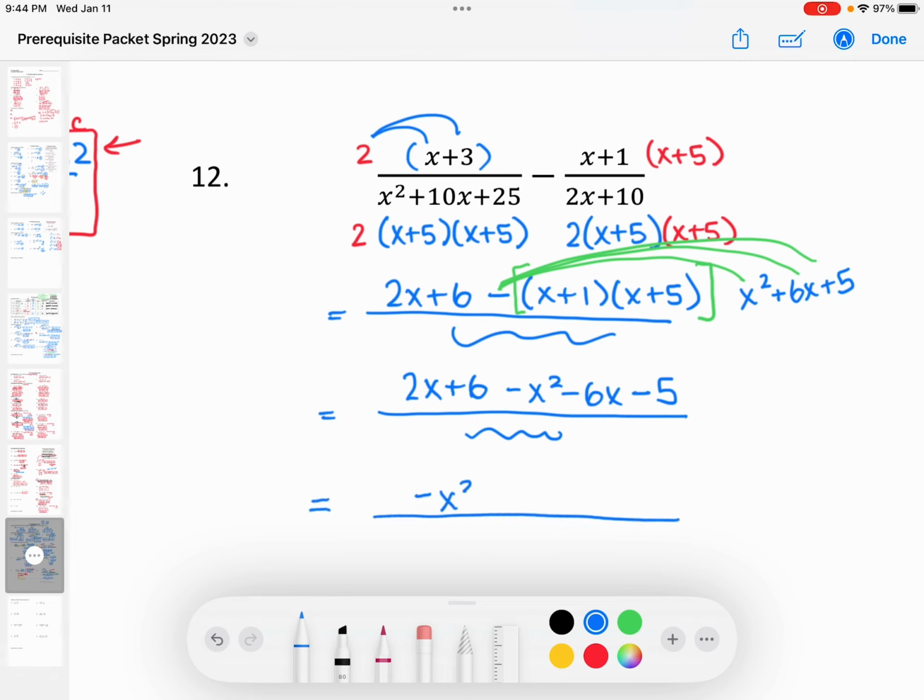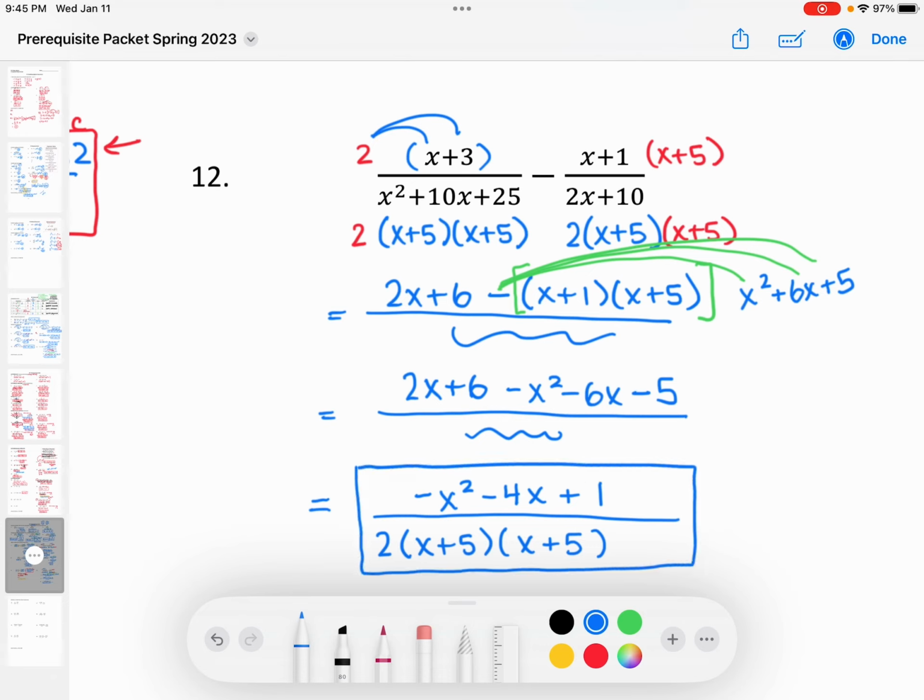Negative x squared minus 4x plus 1 all over, do you even remember what the common denominator was? The 2 times x plus 5 times x plus 5. I totally could have written that as x plus 5 squared. I'm thinking the top is not going to factor, so nothing will simplify more, and I can be all done.